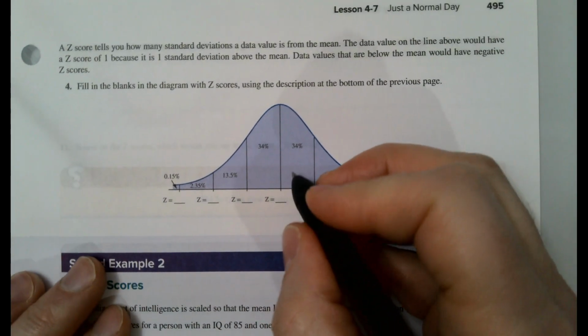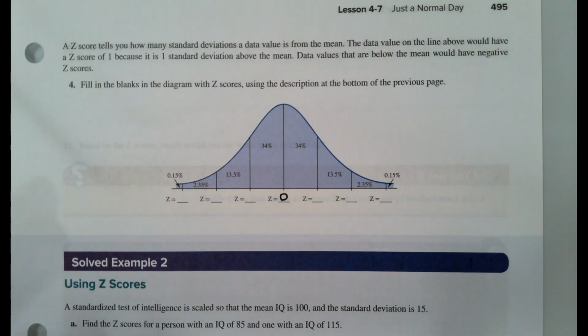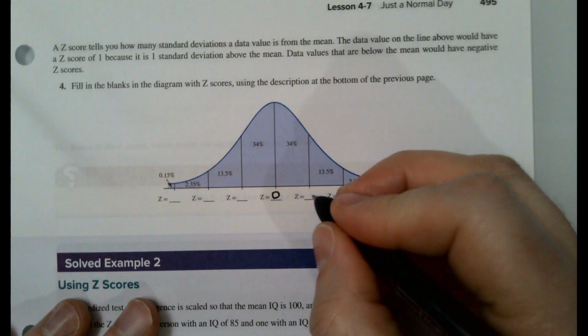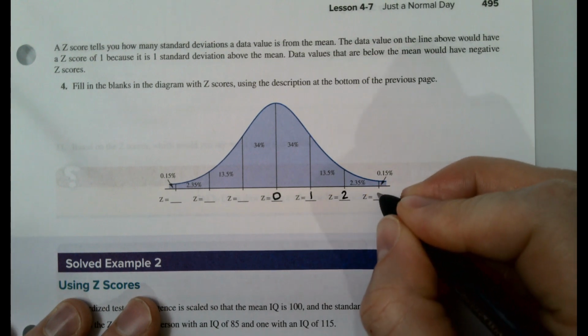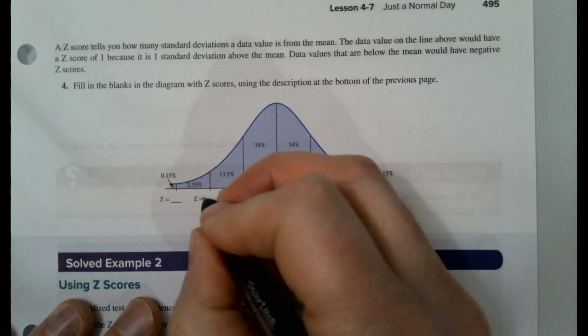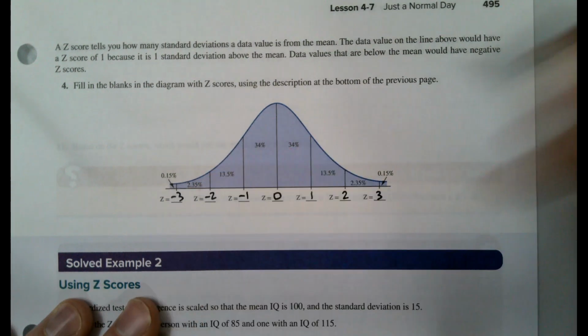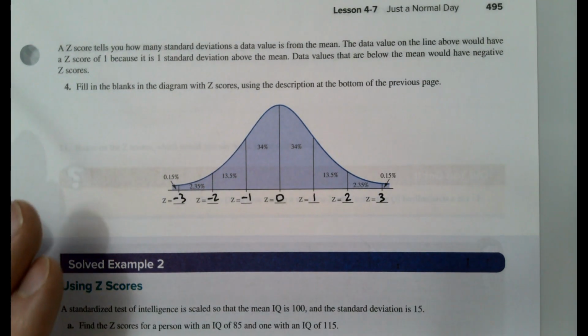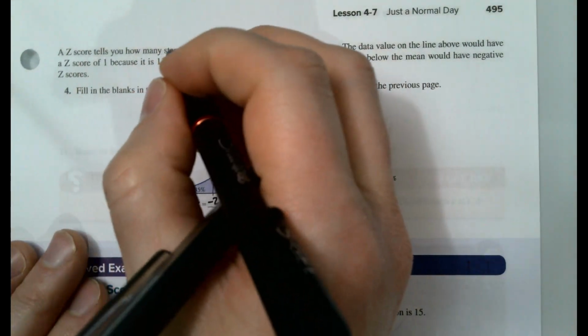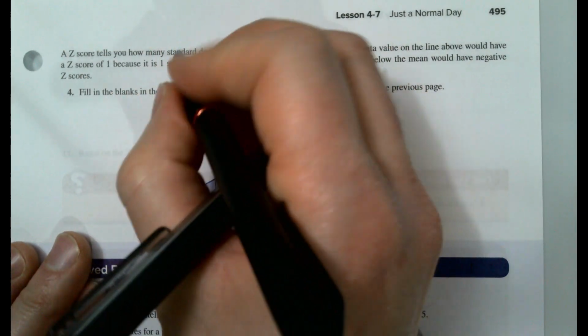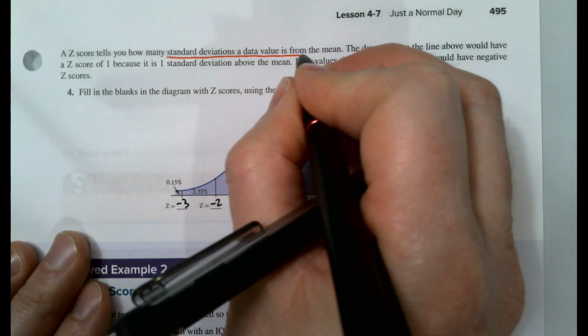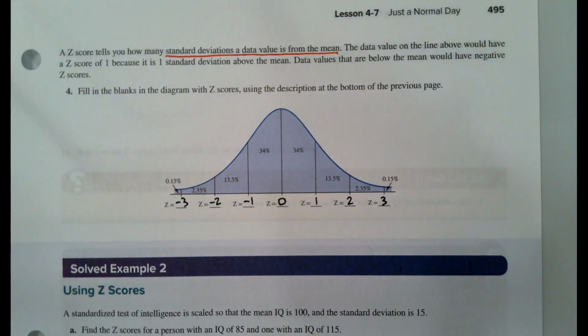In fact, the z-score of a data value that was equal to the mean would be 0 because the distance between that data value and the mean is 0. There's no distance between it. And then above the mean would be 1, 2, 3. Below the mean would be negatives: -1, -2, -3. So, key point, I think this is worth underlining and writing in your reference sheet. A z-score tells you how many standard deviations a data value is from the mean. It's a measurement of distance where the unit is standard deviations.